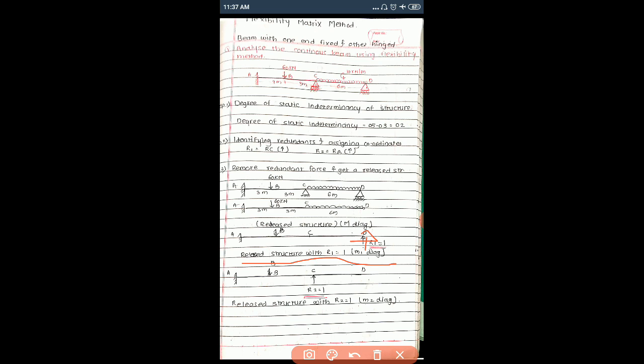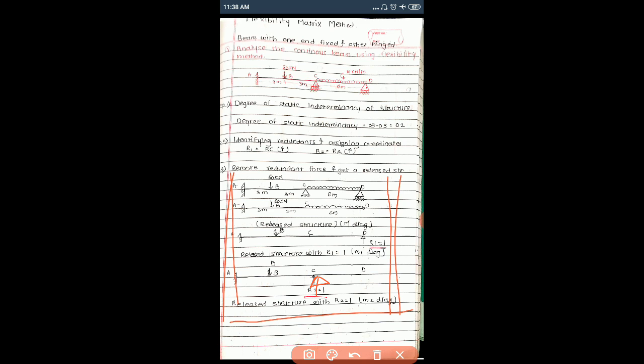This is for R1, that's why it is the M1 diagram. Okay, then moving towards the fourth diagram, I have shown the second redundant, that is R2 equals 1, that is RC equals 1, over the M2 diagram. This is for the redundant 2 diagram.